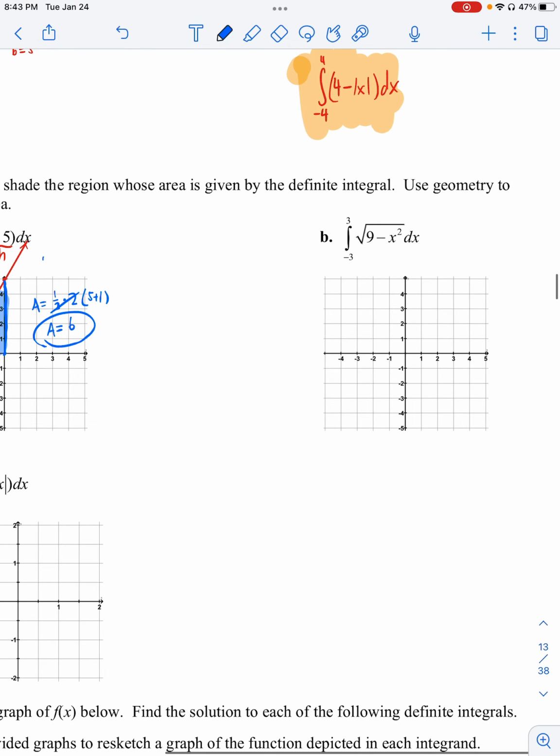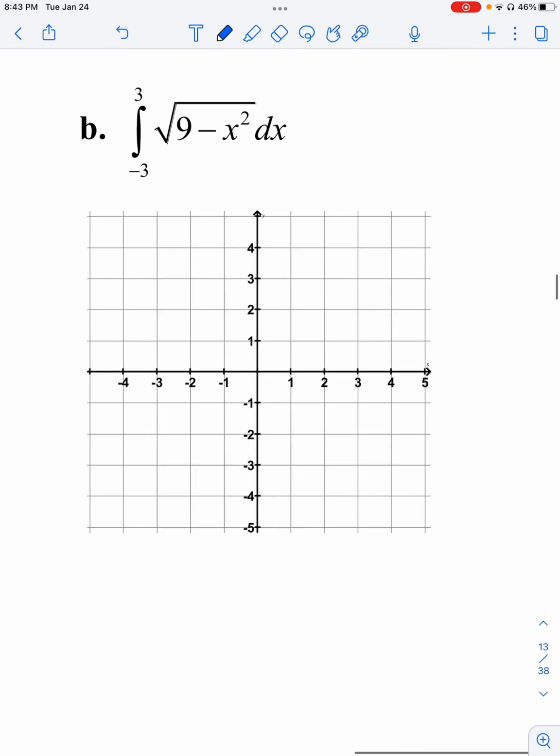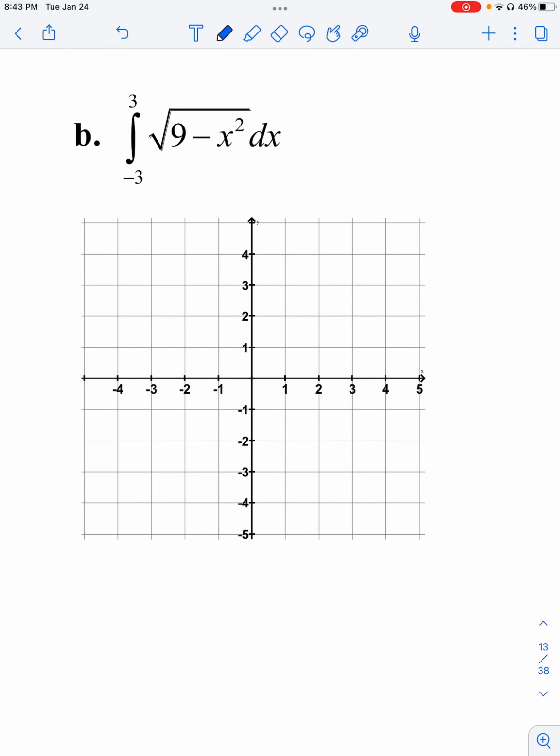9 minus x squared. How do I graph that off the top of my head? That would be what? Okay, I should probably use my graphing calculator. I'm going to cheat, use my graphing calculator. I'm pretty sure it's just, yeah, I don't know. I'm so tired.